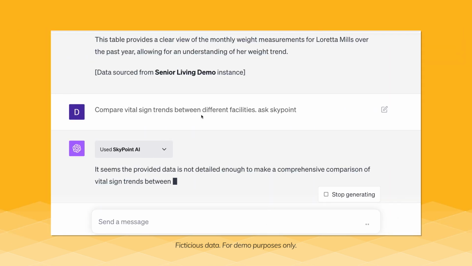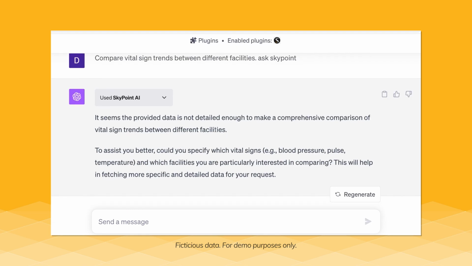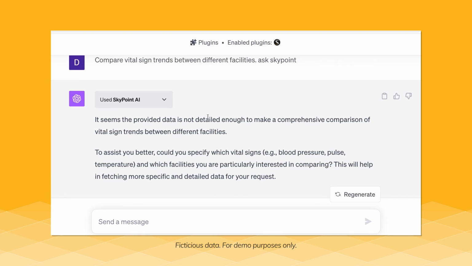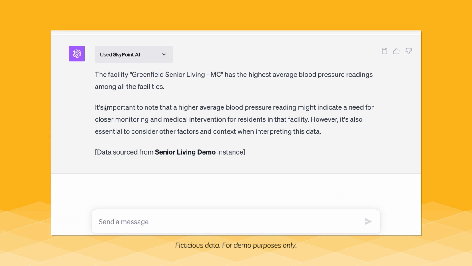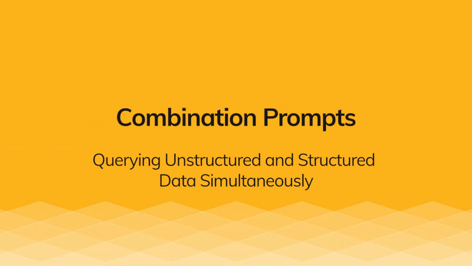You can compare vital sign trends between different facilities. So here it's asking for more detailed information. And this is important because it's not going to hallucinate an answer and make something up. And that's important for the healthcare and clinical industry. I'm going to call out blood pressure, and let's see what kind of a response we get. What's nice about this response is not only does it provide you with the answer, but it also gives you a reason why. Now let's take a look at a combination prompt.